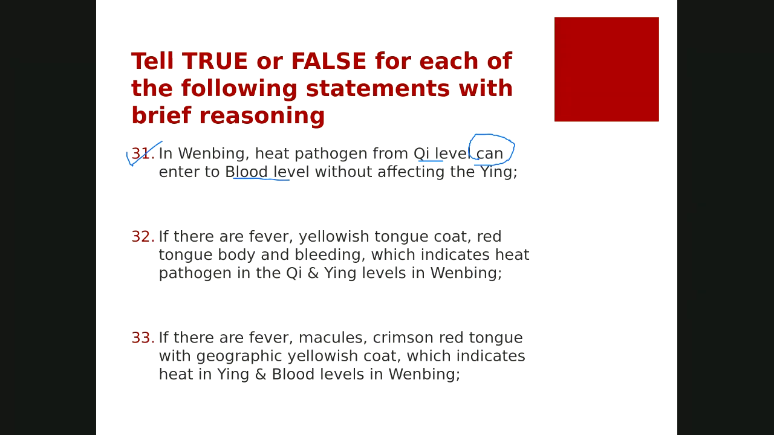Now, 32. If there are fever, yellowish tongue coat, red tongue body, and bleeding, which indicate the heat passage in the qi and the nutritive yin level in Wenbing. So these 31, 32 are related. Be careful about the term. Because here what? Still have very, very nice covered tongue coat. So this is a typical sign, tells you what? Qi heat, yes? Qi level heat.